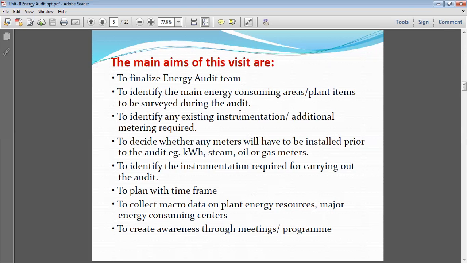To identify the main energy consumption area and plant items to be surveyed during the audit. So the second objective of the tour visit is to identify the main consumption area. Where is the main consumption? Either in the utility, the compressor, the boilers, or the cold water system, or some cooling towers. You have to identify which is the most likely area where we can achieve more energy saving. If the machines are consuming more power, definitely their capacity is very high.